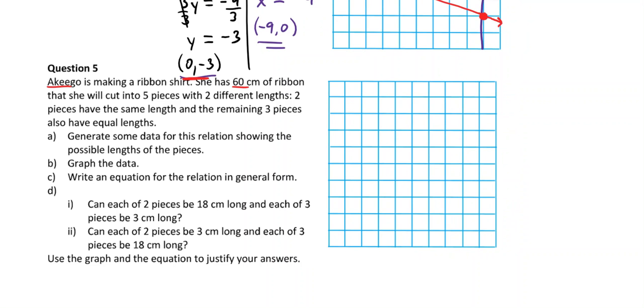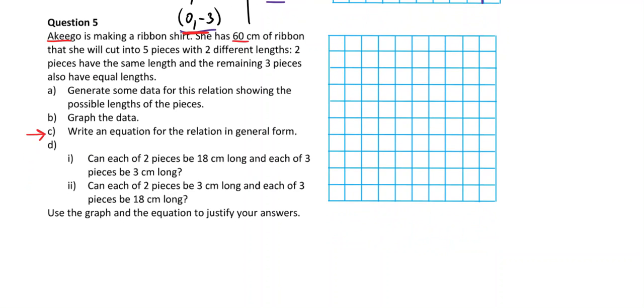Graph the data. You know what I'm going to do? I actually think it's going to be easier to make the equation first and then use that to make our data. So looking back on this, she has 60 centimeters of ribbon, and you'll have 2 of a certain length, and you'll have 3 of another kind of length. I'm just going to give you guys a second. Can you guys write out an equation for that?